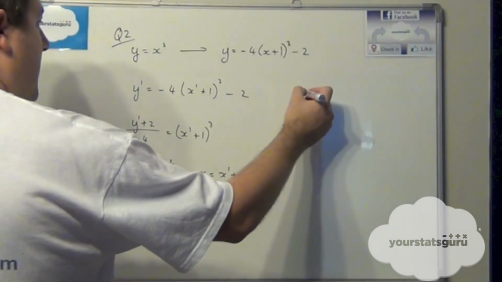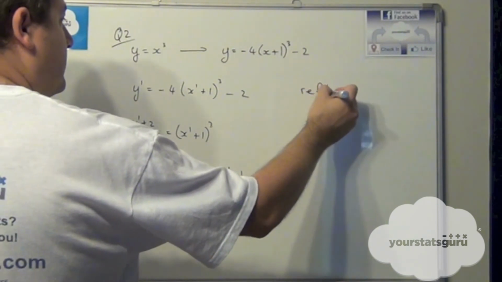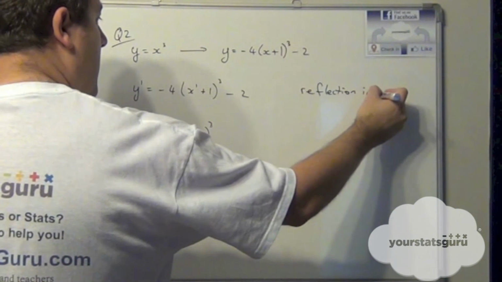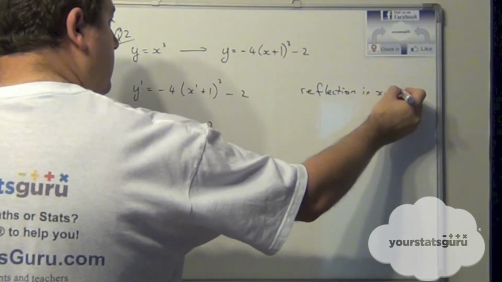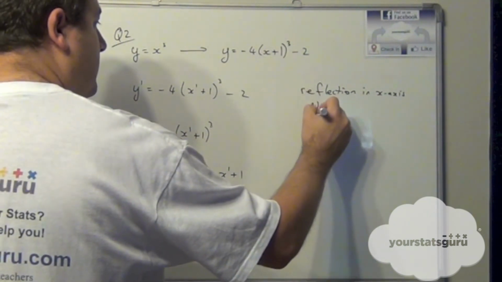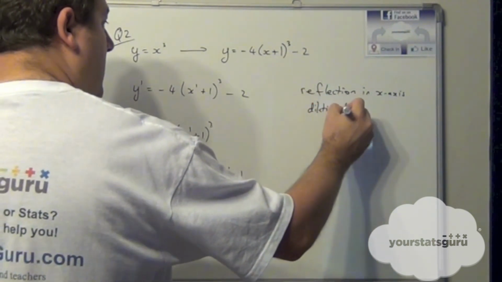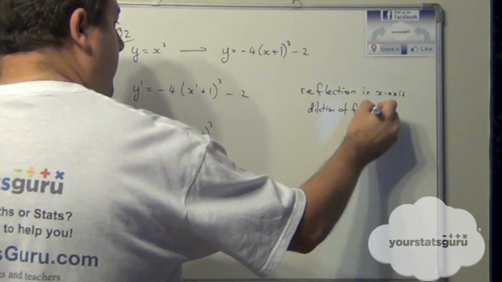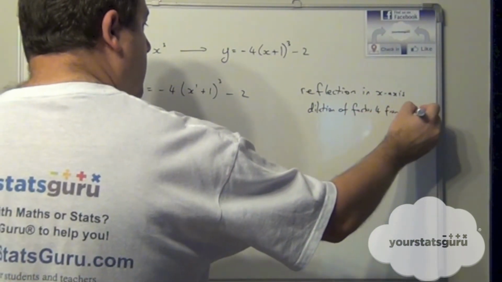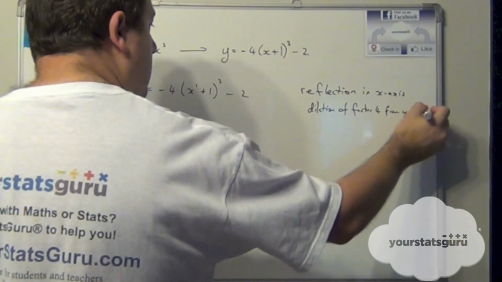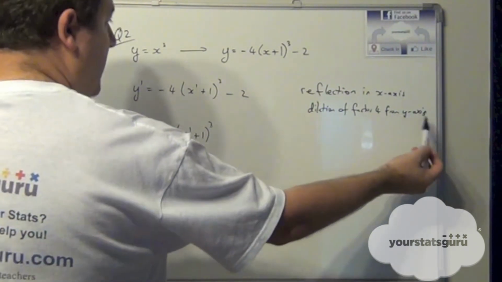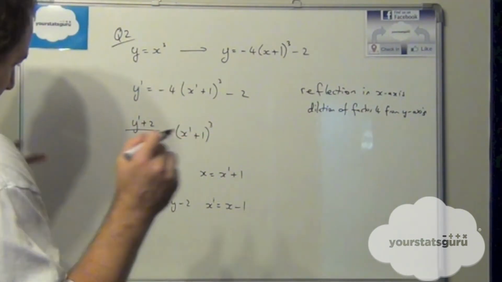So what we do is we say first we have a reflection in the x-axis. Then we say we have a dilation of factor 4 from the y-axis. Or as I would describe it, it's a dilation of factor 4 in the x-axis. But that's another story.